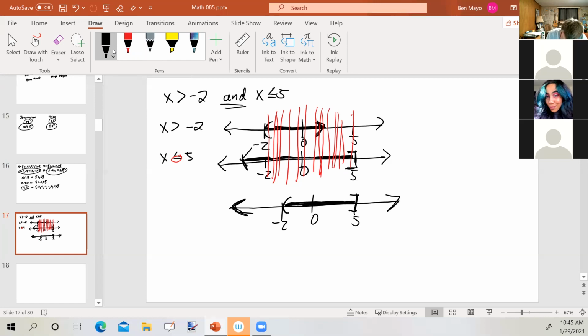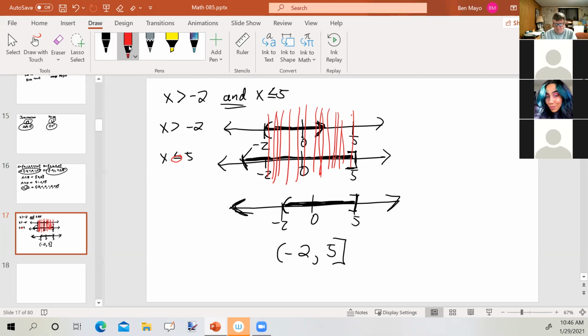And interval notation would look like this, because it doesn't include -2, but it does include 5. So where do they overlap? Everything after -2 up to and including 5. Any questions about that?